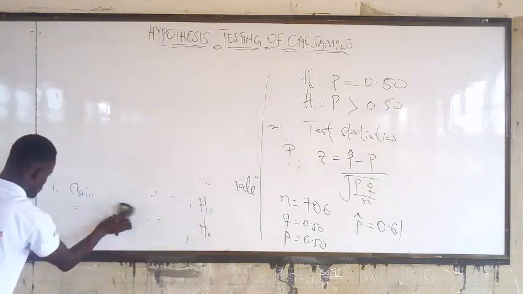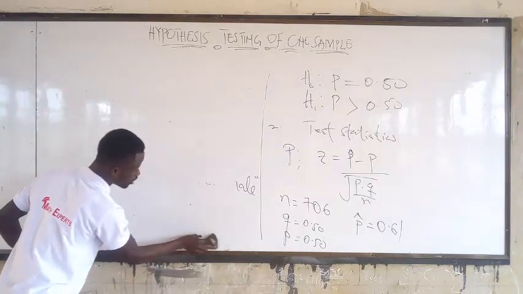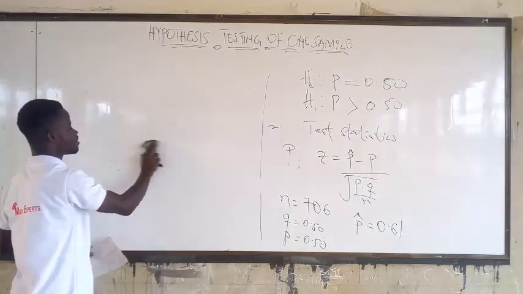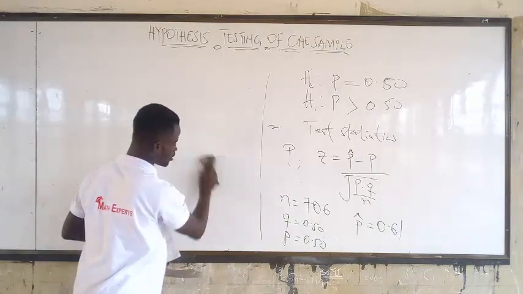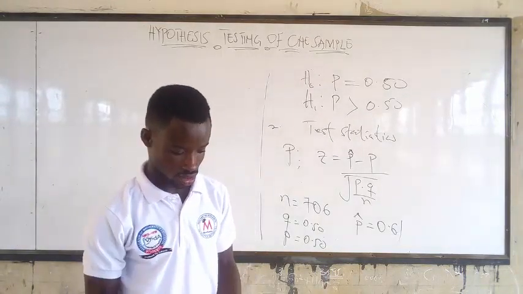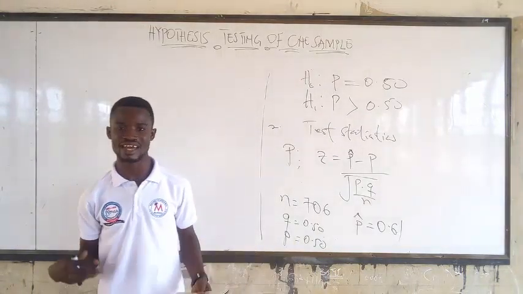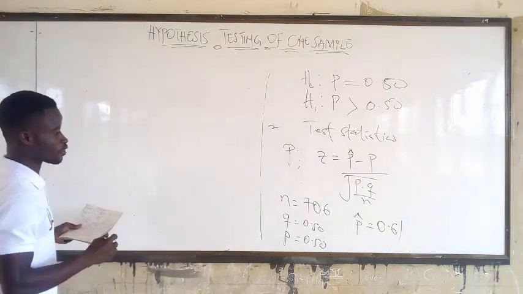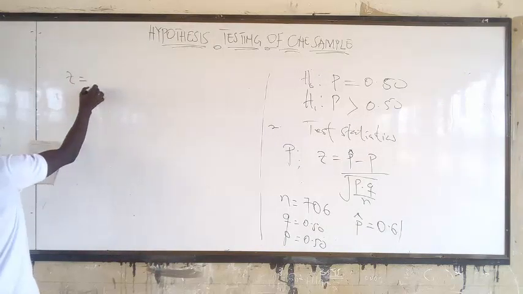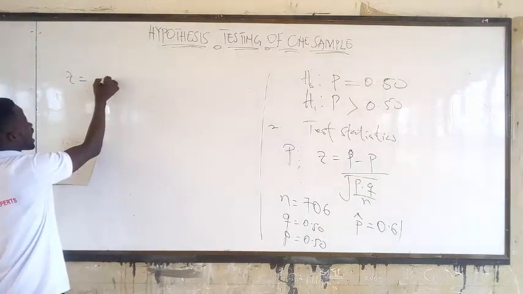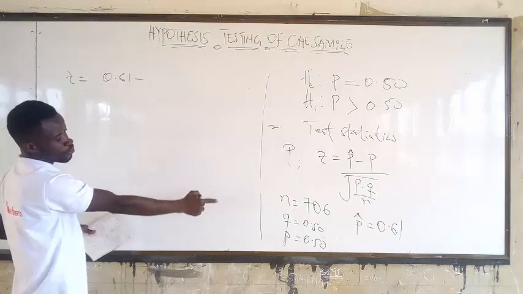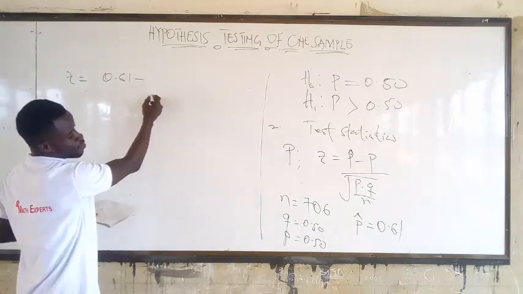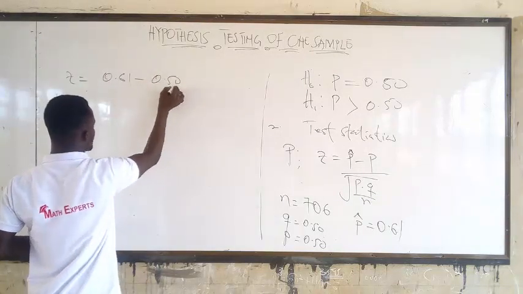As I said, I want to show you how we make a claim, interpret the results, make decisions and all that. So I'm just using this example to let you get the concept. Alright, so Z will be equal to, we know that our P hat is 0.61. I'm doing substitution into the formula. And the P is 0.50.